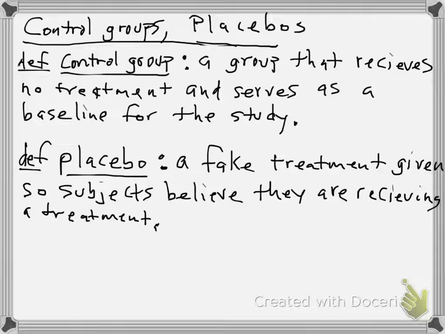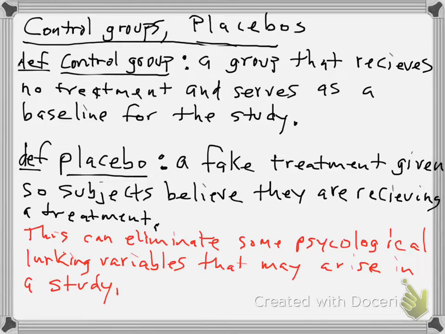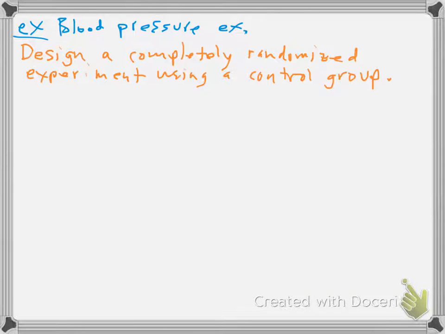Why would we give them a placebo? I'm going to talk about this in a little more detail when we talk about our example. But the idea is that a placebo can eliminate psychological factors or lurking variables that might arise in a study. Oh, you're not giving me any drugs. You're not giving me this new drug. Well, why should I believe this is going to happen? Why should I work out? Why should I do anything? We'll talk about that in just a minute here.